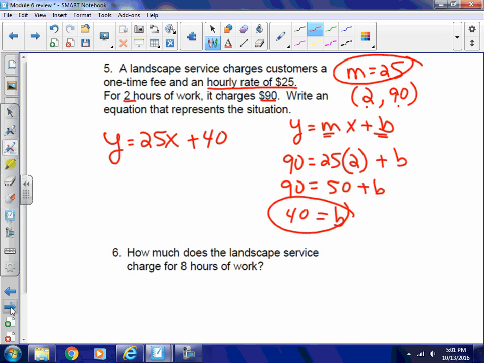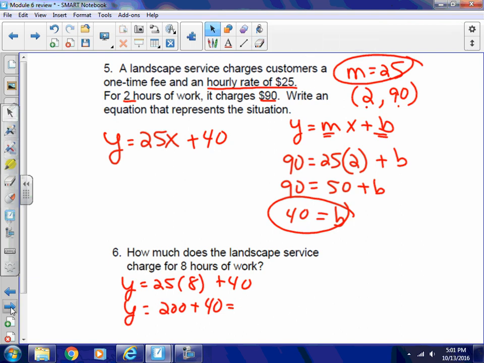In part number 6, how much does the landscape service charge for 8 hours of work? Well, now we're going to plug in 8 for x. So we've got y equals 25 times 8 plus 40. And that equals 200 plus 40, which is $240 for 8 hours of service.